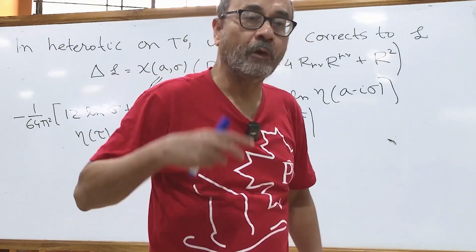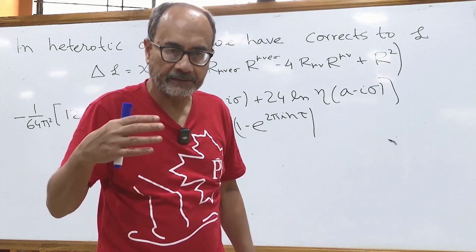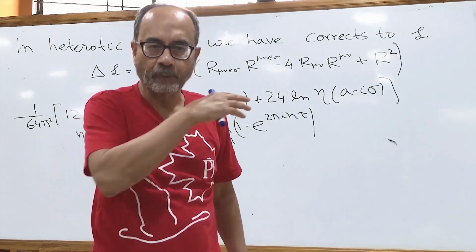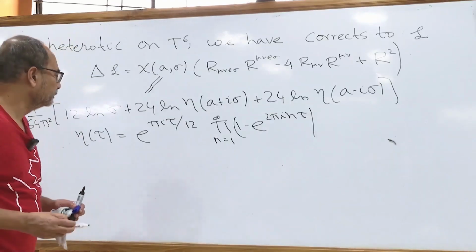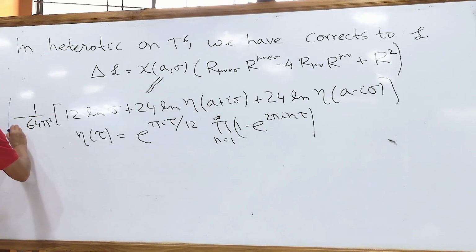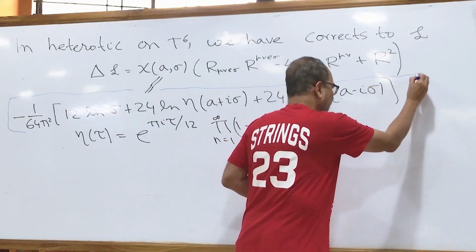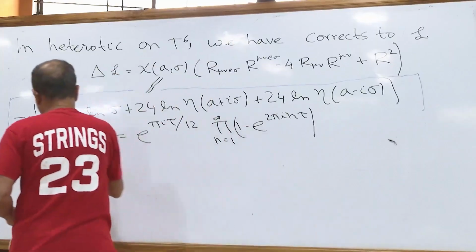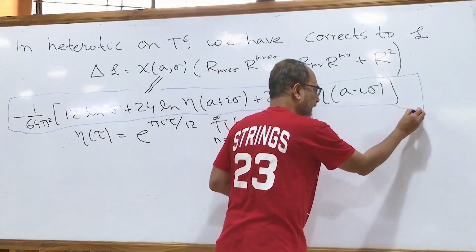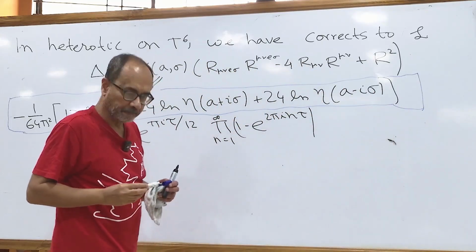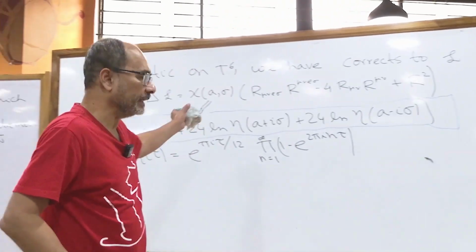You have to do the string one loop calculation, right? So you are trying to calculate the correction to the string effective action, and string one loop correction produces this function. So there is a completely systematic procedure for calculating this and also the higher order terms, right? At higher order, there will be terms which involve even higher powers of the Riemann tensor, and again, their coefficients can be calculated. But for now, let's just consider this term.